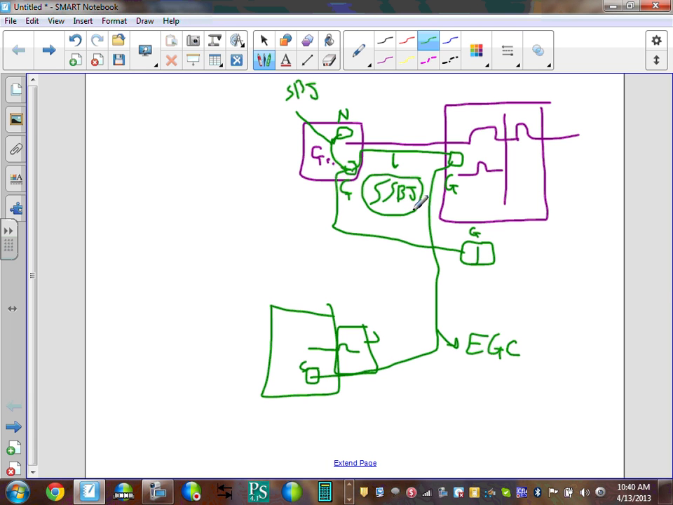Any comments, guys? Any questions about that? And we size it based on the overcurrent protection device ahead of it. So that's what I thought I'd just share.